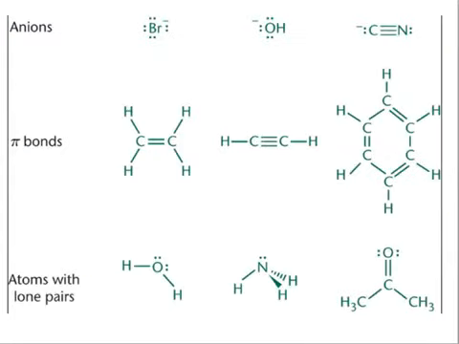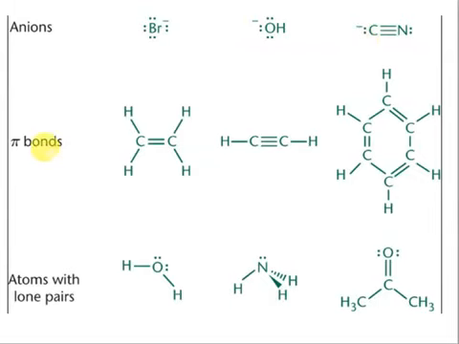Here we are considering the systems which can act as nucleophiles. Number one, we will consider anions, meaning the negatively charged species. So we have Br negative, we have OH negative, and we have CN negative, where the negative charge is on carbon. Any species that has a full negative charge will act as a nucleophile. Second, any species that is partially negative will also act as a nucleophile.